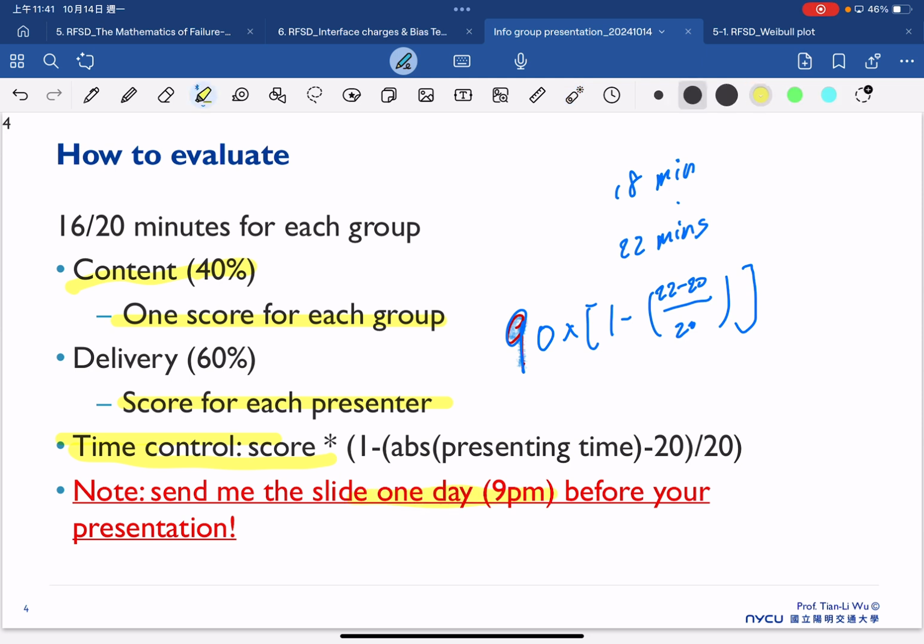So that's 9 p.m. You need to send me the slides at 9 p.m. the day before the presentation time.